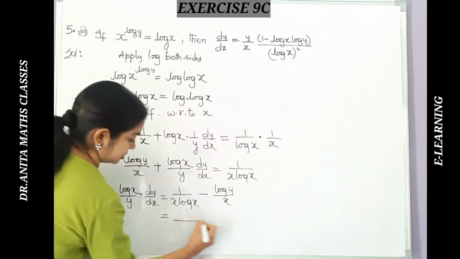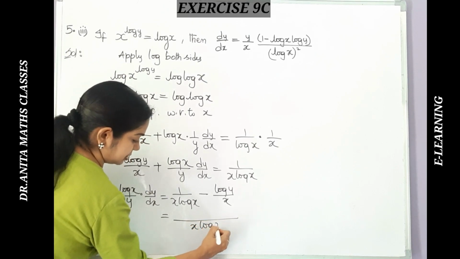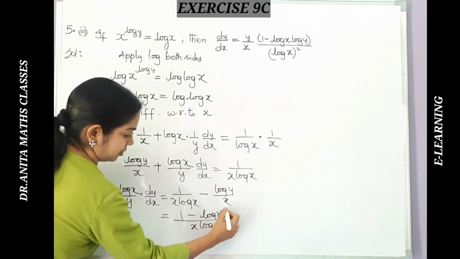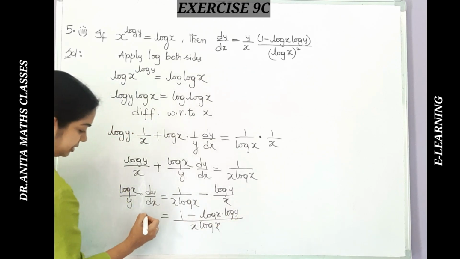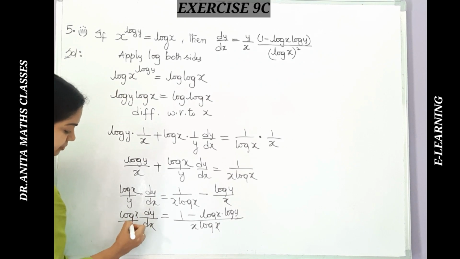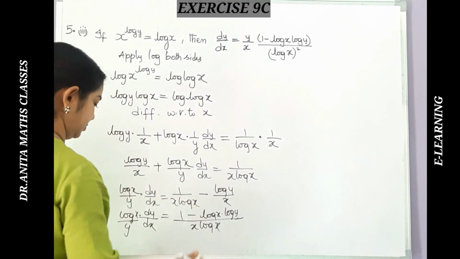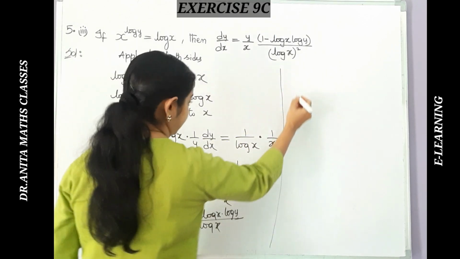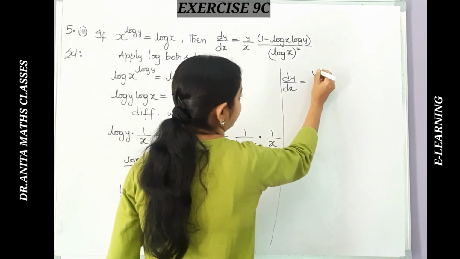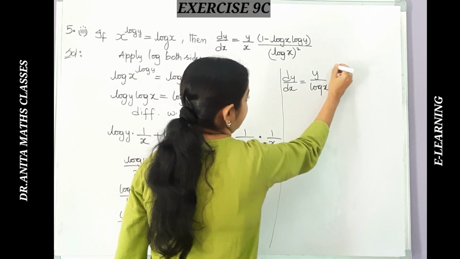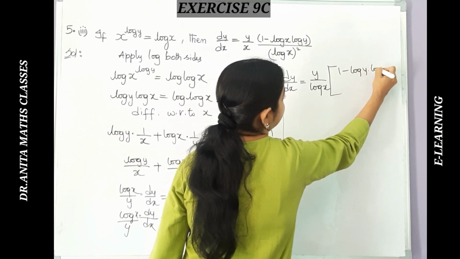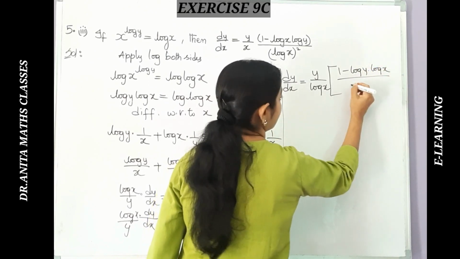Let's take the LCM to this side first. x log x is the LCM, so here 1 minus x is already there, so log x log y. Okay, just taken the LCM here, and here log x divided by just y. This, if you shift, it becomes a reciprocal. So we have here dy upon dx is equal to, shift this to the other side, that becomes y by log x multiplied by the whole thing, 1 minus log y log x divided by x log x.